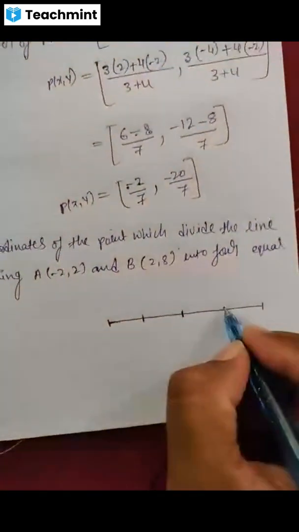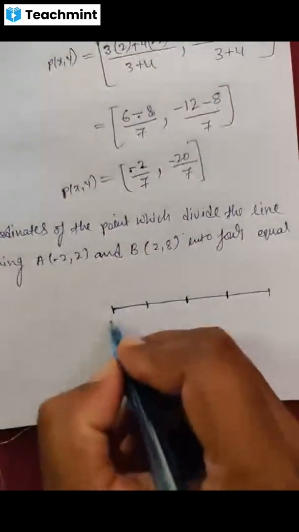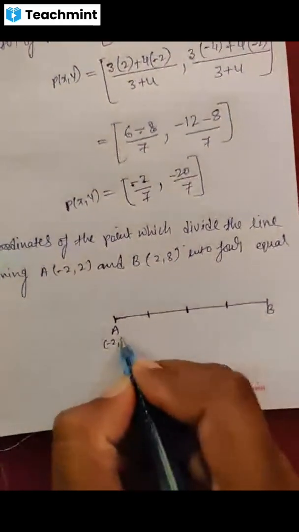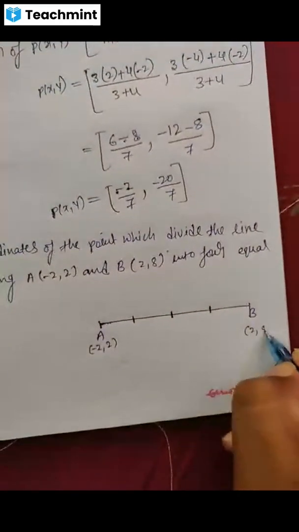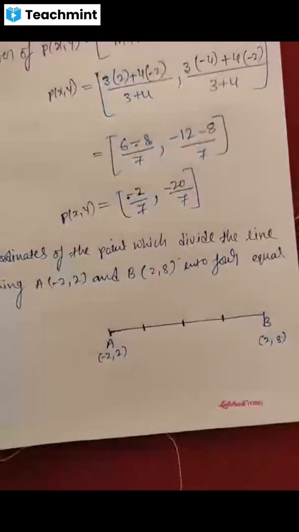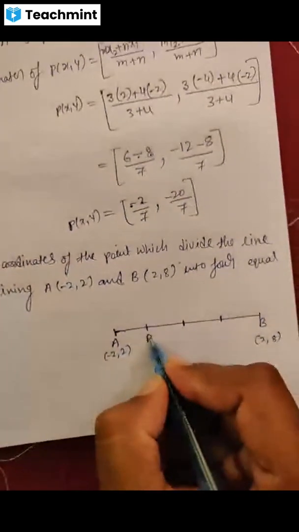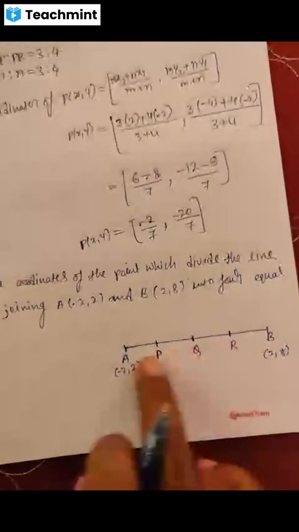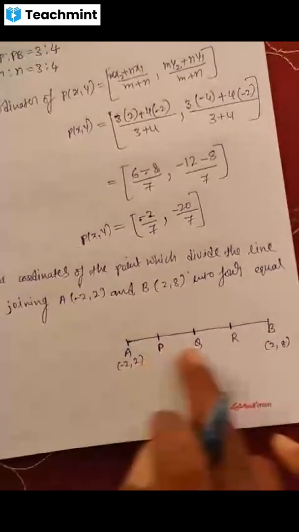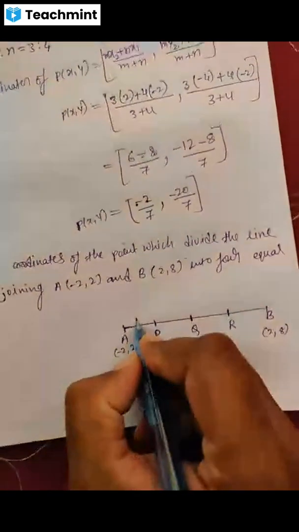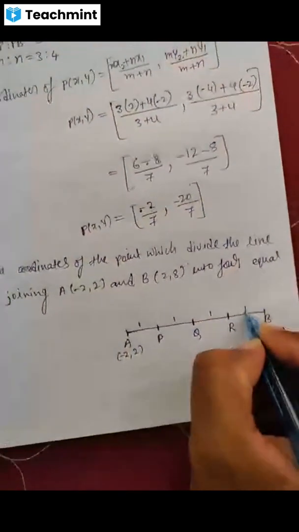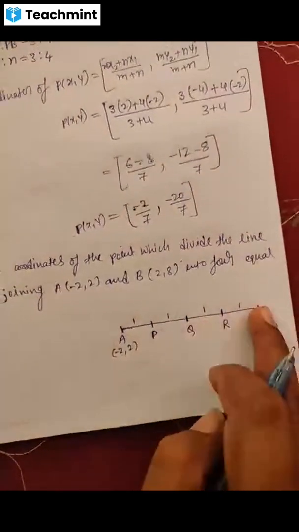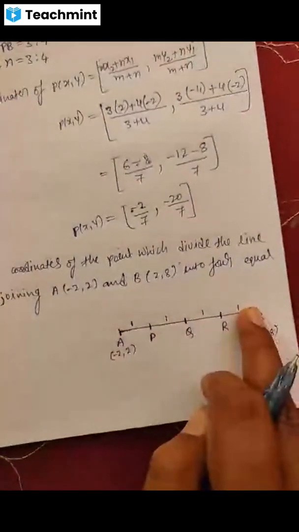See here, see. So AB divided into 4 equal parts. A is minus 2 2 and B is 2 8. Okay, take this as point P, Q, R. We need to find all the 3 coordinate points. Each section is taken as unit 1. So A to P 1 unit, P to Q 1 unit, Q to R 1 unit, R to B is 1 unit, because all the parts are equal.